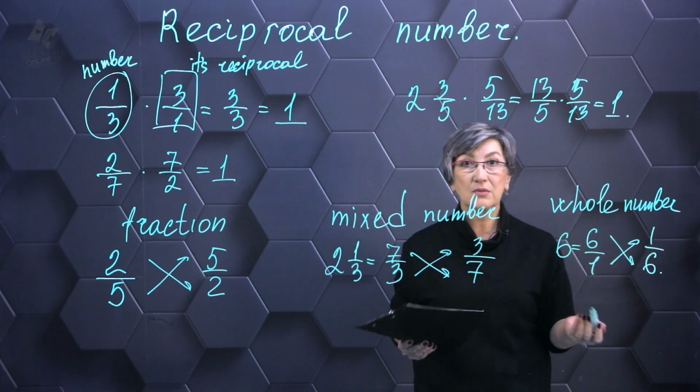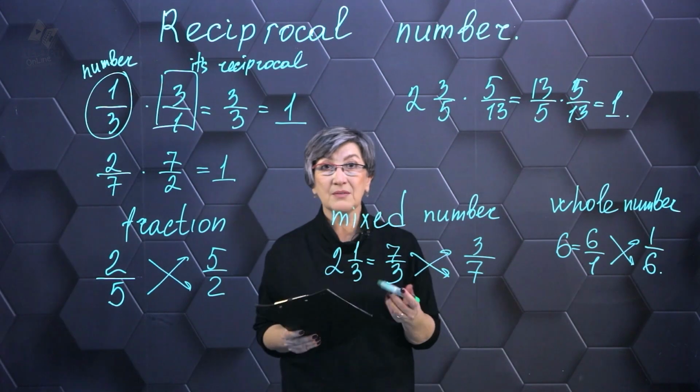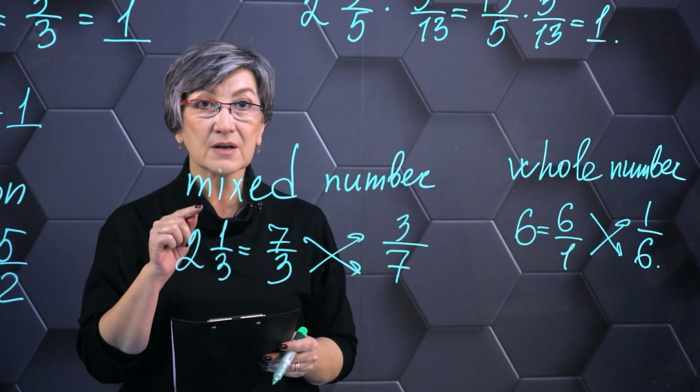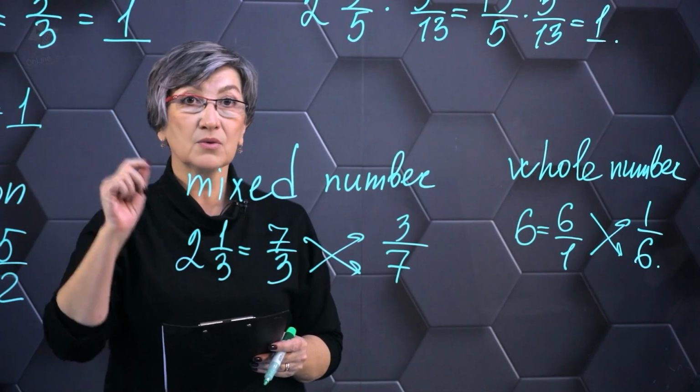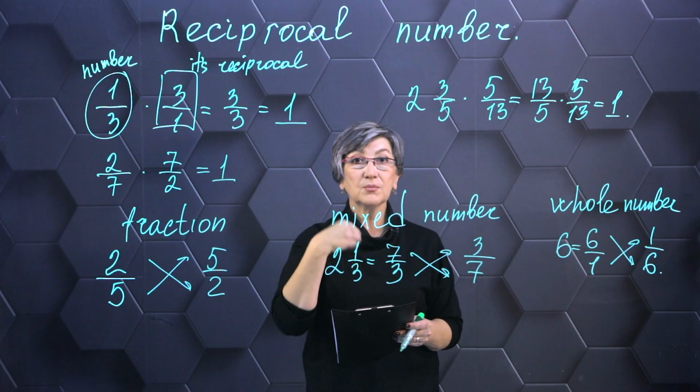That's all you have to do to find the reciprocal of the numbers. But in order to check that these numbers are mutually inverse, they need to be multiplied. And if the result is 1, then these numbers are reciprocal. And that's the end of our lesson.